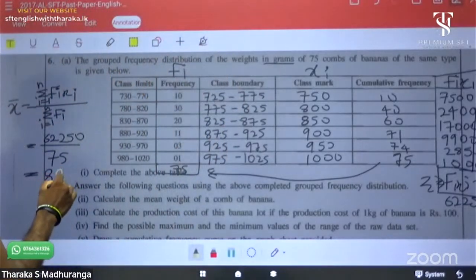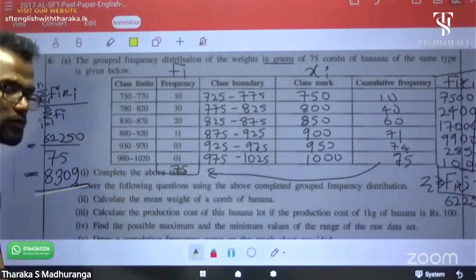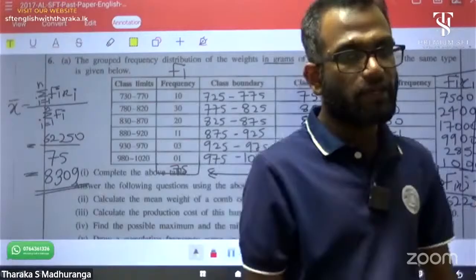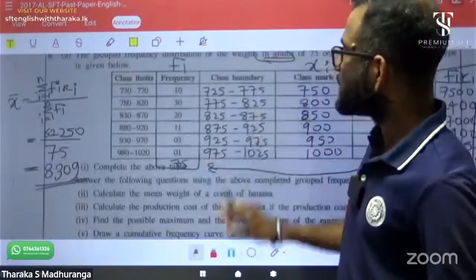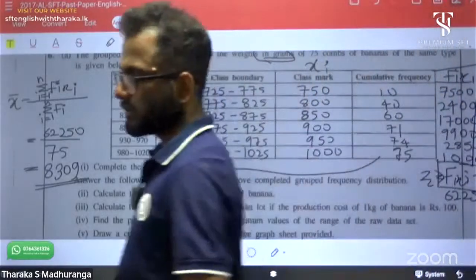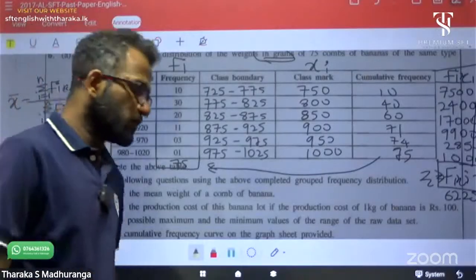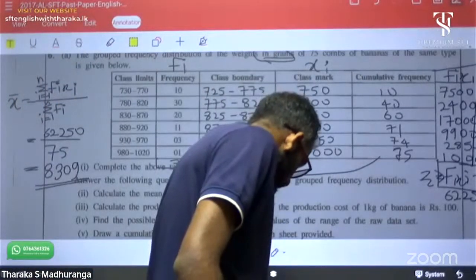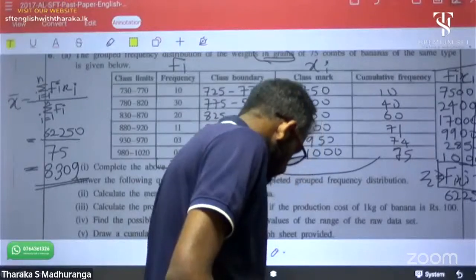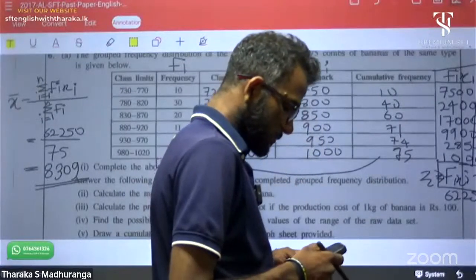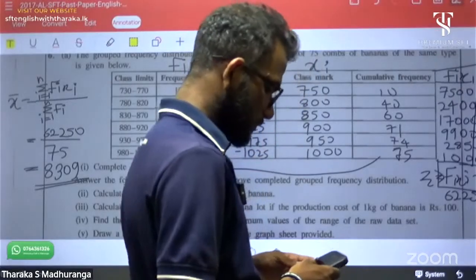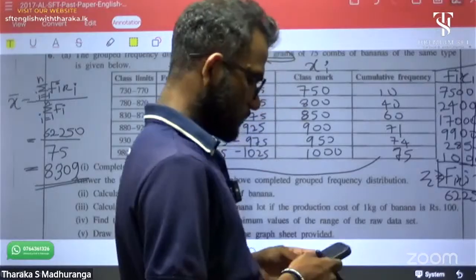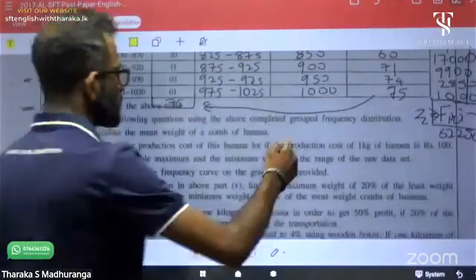830 grams, because all the data is given in grams. It has been mentioned, see, in grams. 830 grams is the answer. That's the mean. 830 grams. Done.